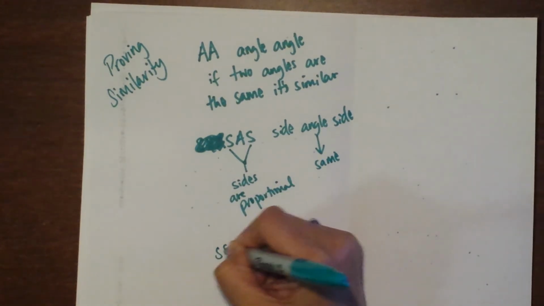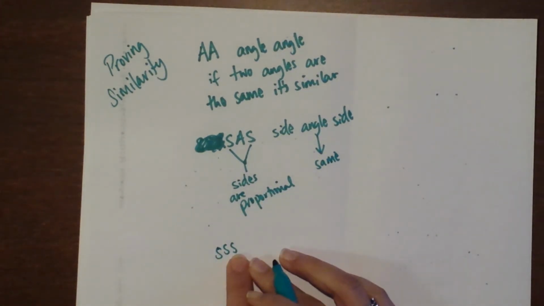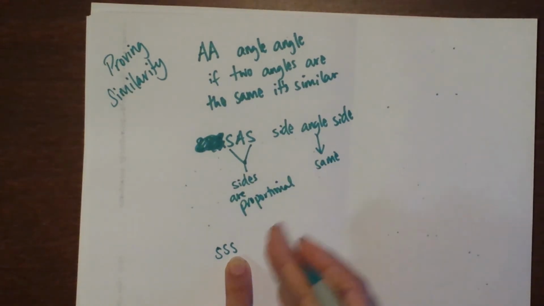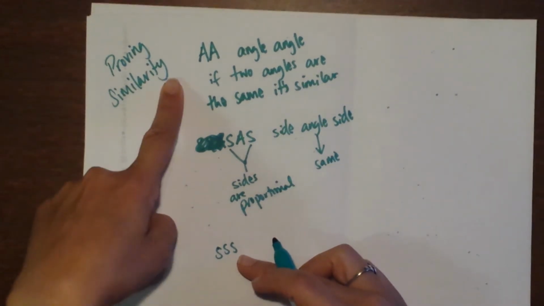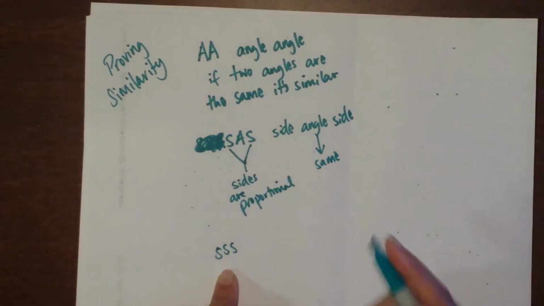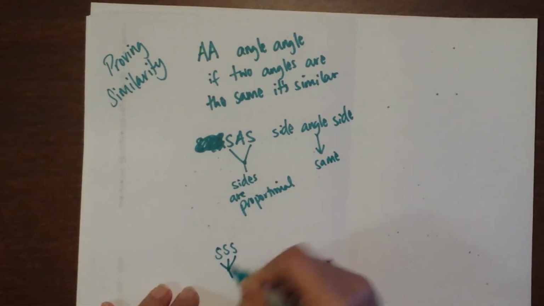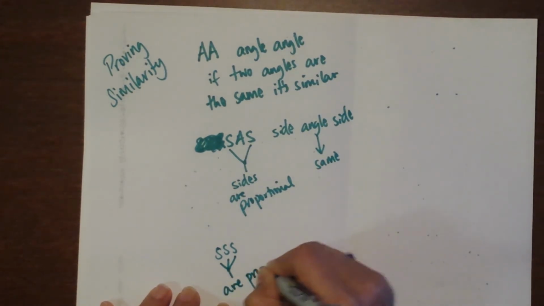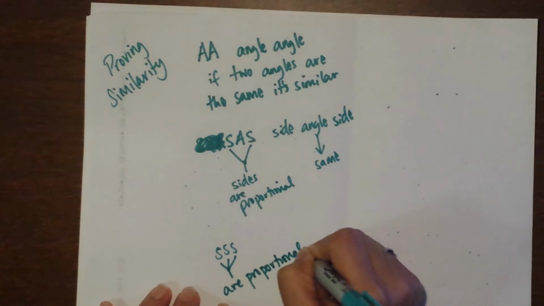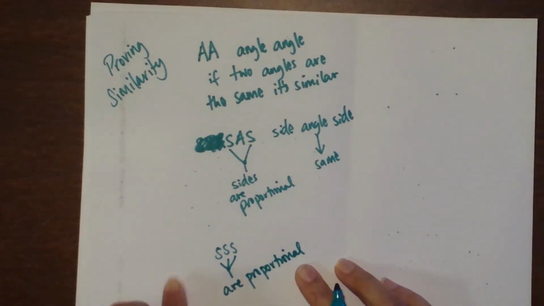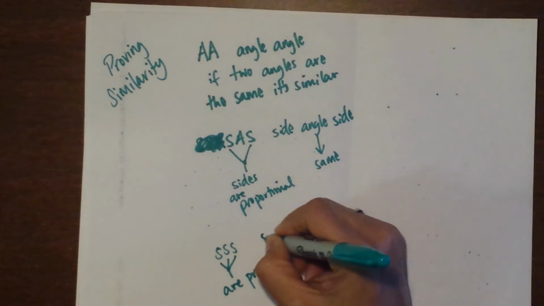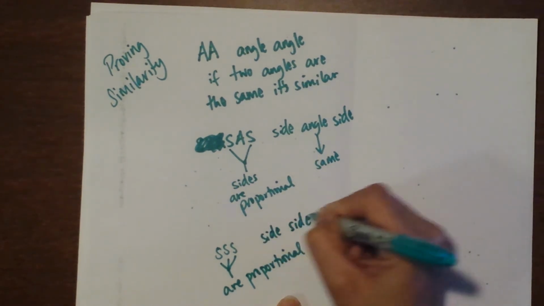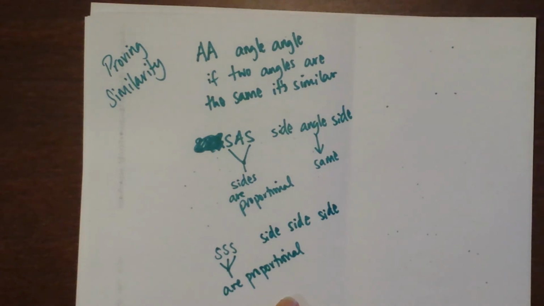And finally, the last one is side, side, side. Now before, if they had all three equal sides, the two triangles were congruent. But in this case, remember, because we're talking about similarity, the sides have to be proportional. So if all three sides are proportional, then the triangles are similar. So this stands for side, side, side. All right, perfect. So that's it in terms of notes. What I'm going to do right now is just walk you through some examples that we're going to do together in class, as well as you complete on your own.